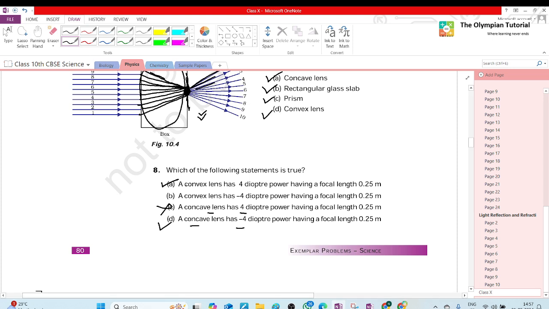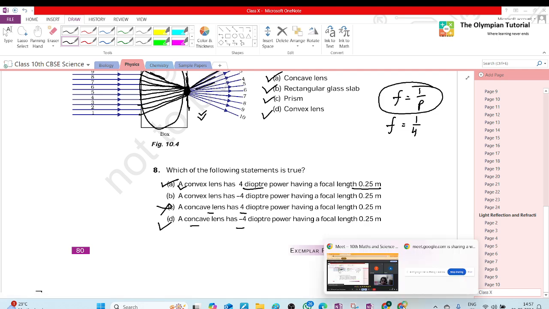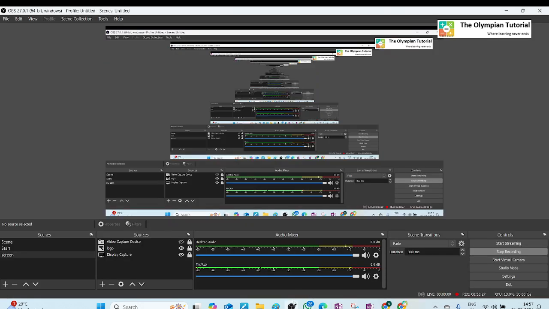Very good. Because for a convex lens of 4 diopter, its focal length will be 0.25. By which formula? F is equal to 1 by P. Okay. So that's all for today's class.